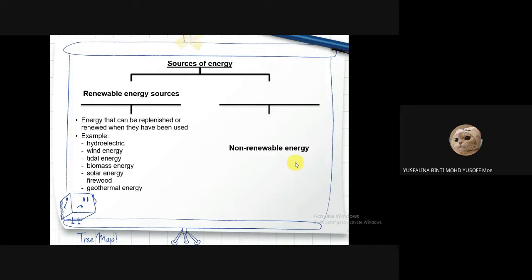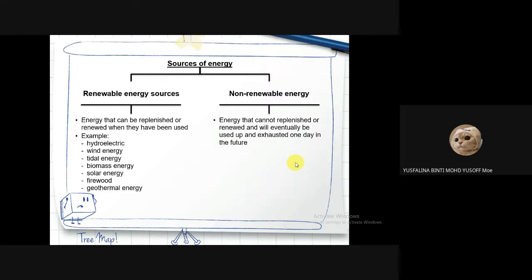And then the second one is non-renewable energy. What is non-renewable energy? It is energy that cannot be replenished or renewed and will eventually be used up and exhausted one day in the future. It means one day it will be finished. There will be no more of this type of energy. Examples of it are fossil fuels: coal, petroleum, natural gas, and radioactive substances.